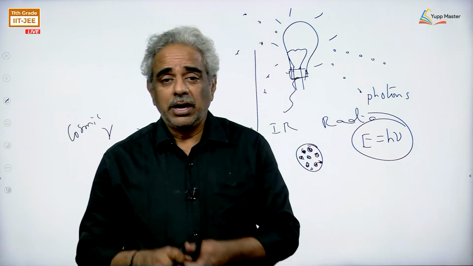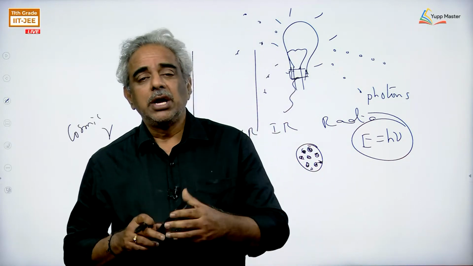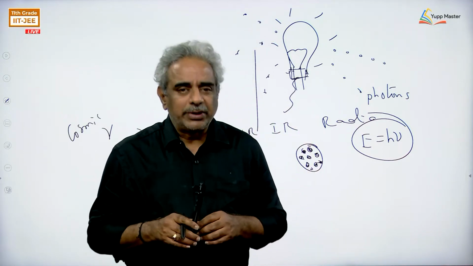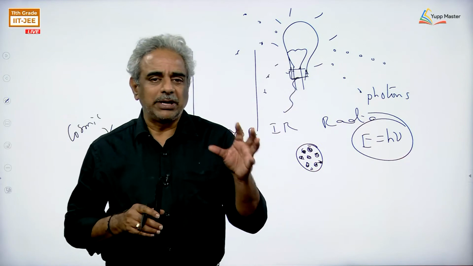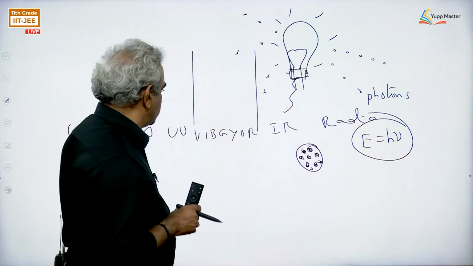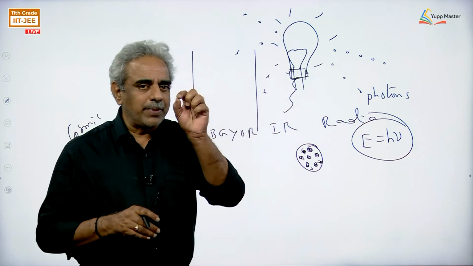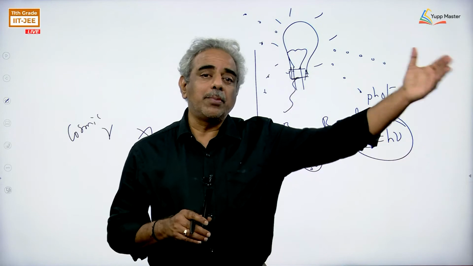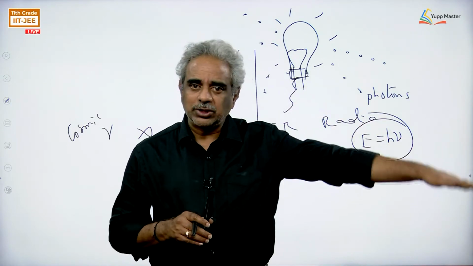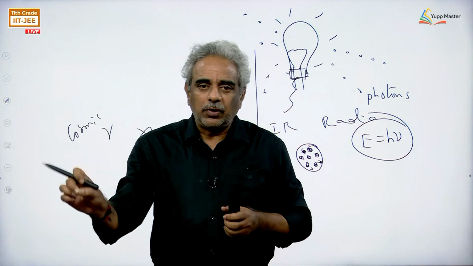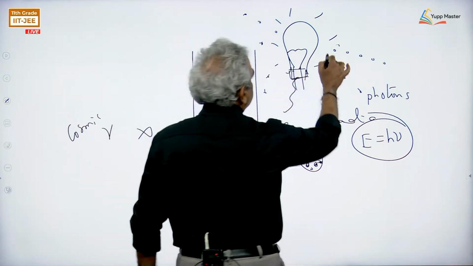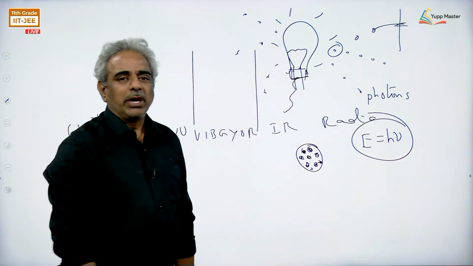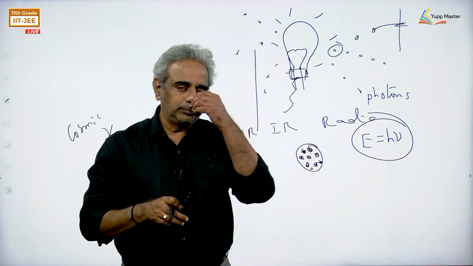My dear students, electromagnetic radiations, the radiations which move with the same velocity, 3 into 10 power 10 centimeters per second, 3 into 10 power 8 meters per second. All electromagnetic radiations are emitted as particles from their source, propagate as particles, and are absorbed elsewhere as particles only. A photon is a photon, right from its emission, its movement, its absorption. Everywhere it remains its identity as a photon.